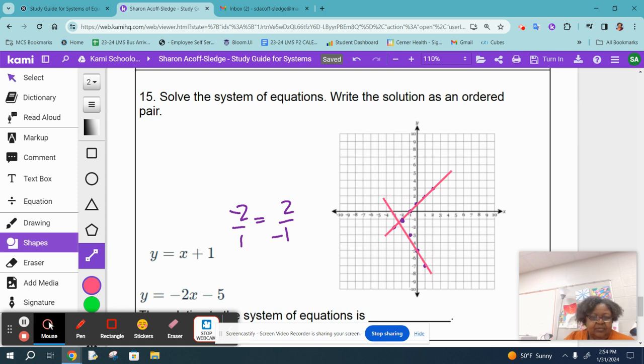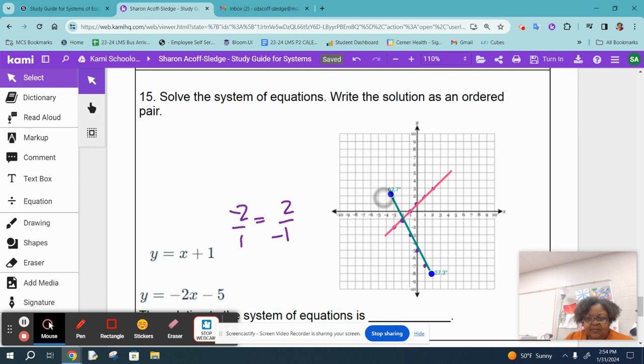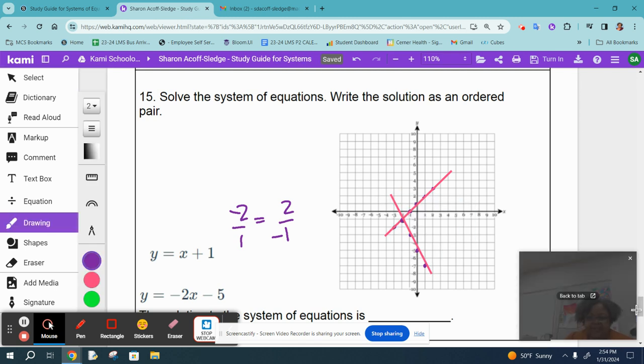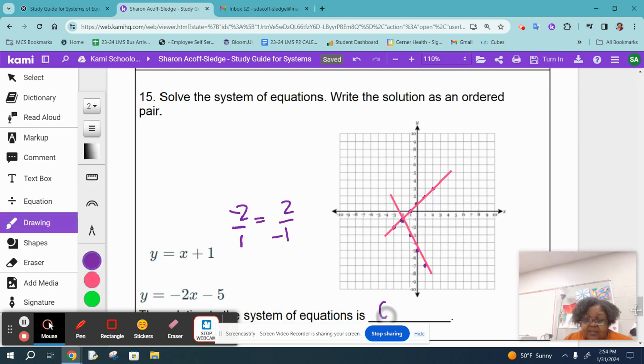Oops. Let me move that a little bit. Right. Okay, now I intercept. This one also is -2, -1. All right, hope this helps. Please study for this test.